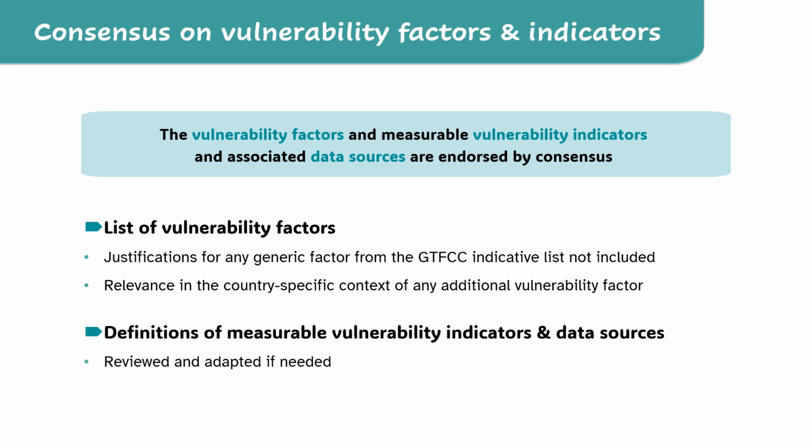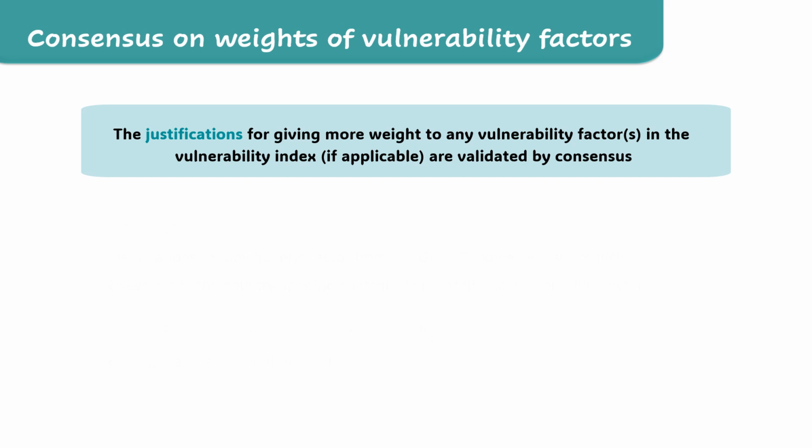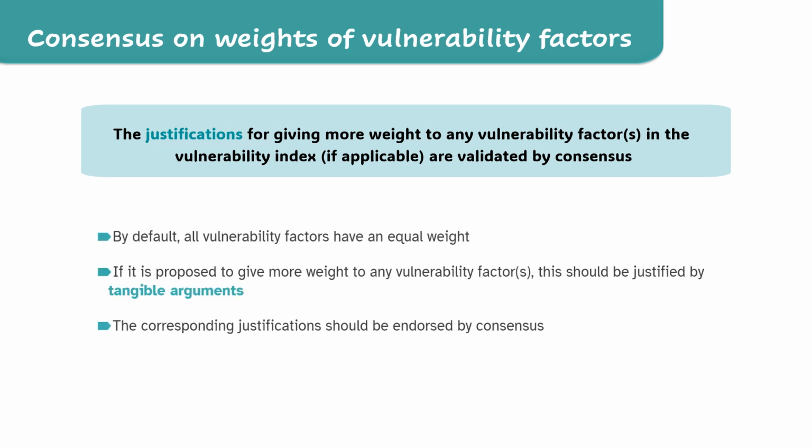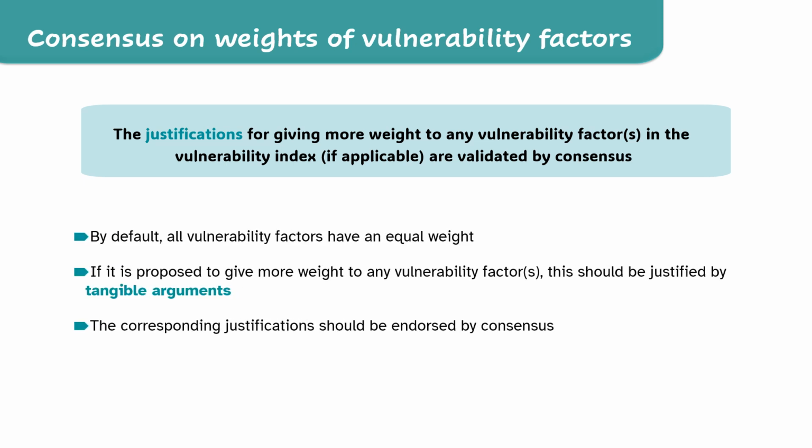The definitions of measurable vulnerability indicators and associated data sources should also be reviewed and adapted as needed for endorsement. If applicable, the justifications for giving more weight to any vulnerability factor in the calculation of the vulnerability index should be validated by consensus. By default, all vulnerability factors have an equal weight. If it is proposed to give more weight to any vulnerability factor, this should be justified by tangible arguments. The corresponding justification should be discussed and endorsed by consensus.